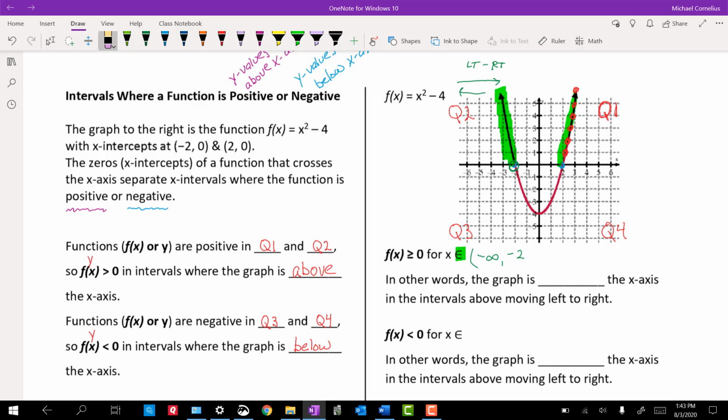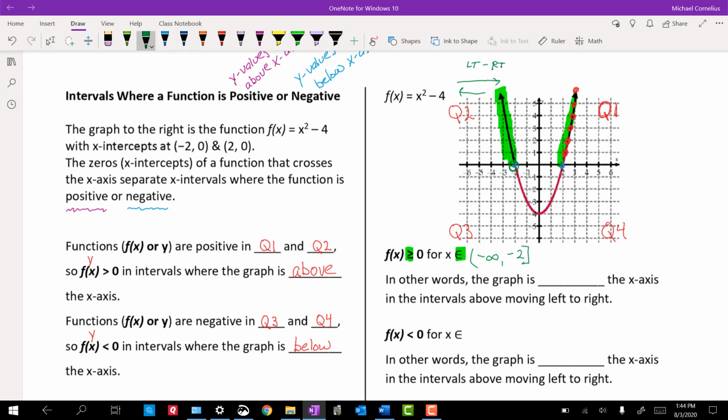And it comes into play right here. That symbol says greater than or equal to 0. If it says equal to 0, then I include the -2. All right?